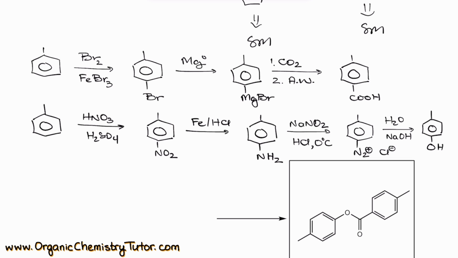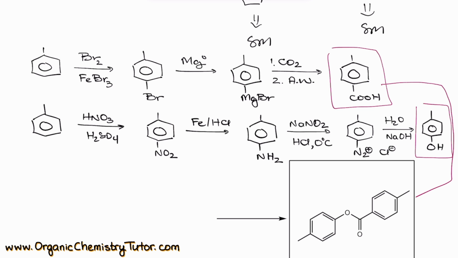And then finally we are going to take our carboxylic acid, our phenol, and we will react both of those with each other via simple Fischer esterification to give us our final product like that. And to do the Fischer esterification, we just mix those two things together, add strong acid as a catalyst, and we're done.